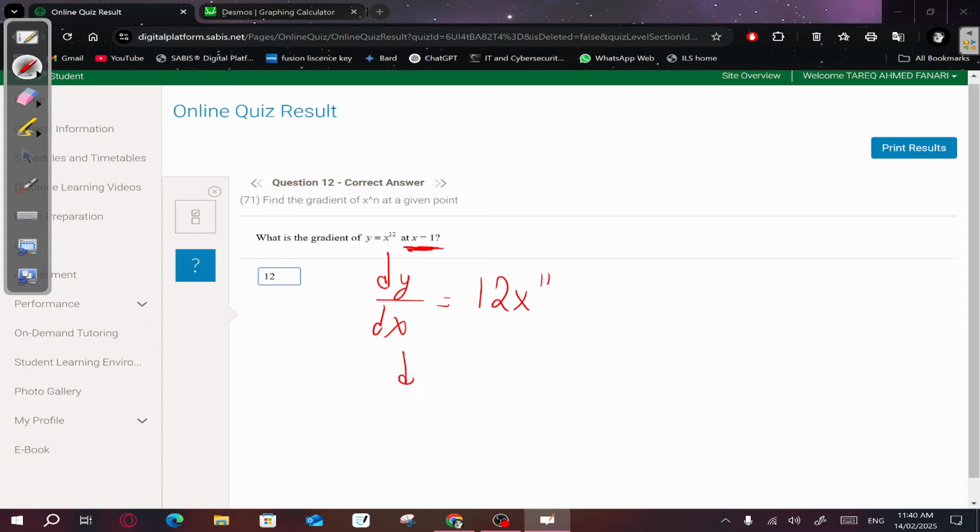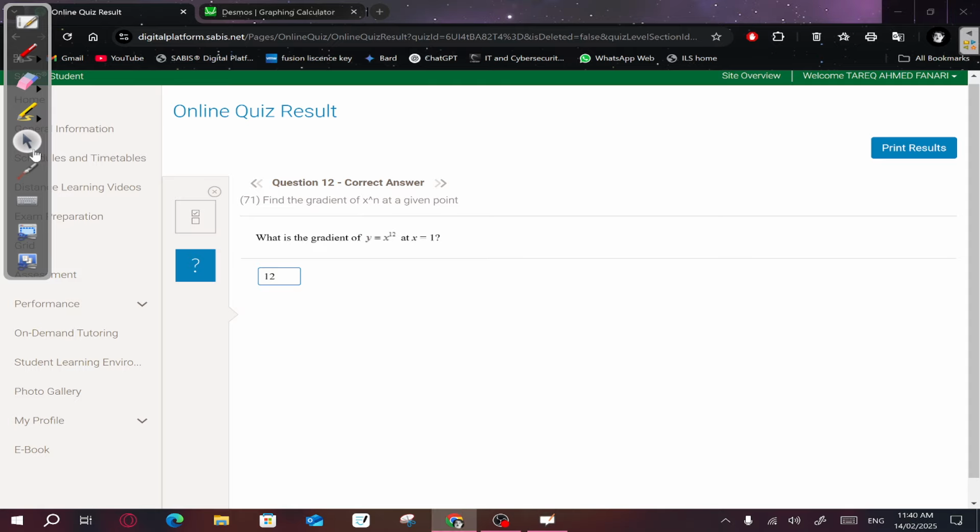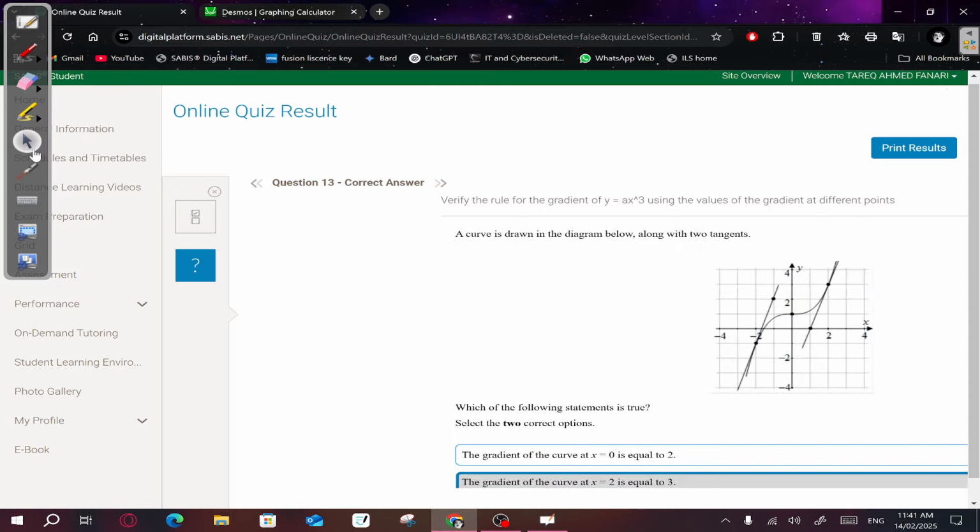So at x equals 1, dy by dx is going to equal 12 times 1 to the power of 11. What is 1 to the power of anything, say 900? It's going to equal 1. Anything, 1 to the power of anything is 1. So it's going to be 12 times 1, which equals 12. Don't let this confuse you, it shouldn't, unless it puts x equals 3. That's when you actually need it.